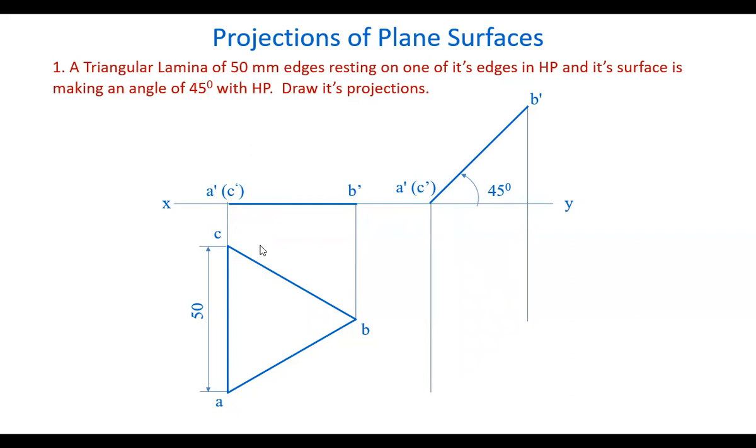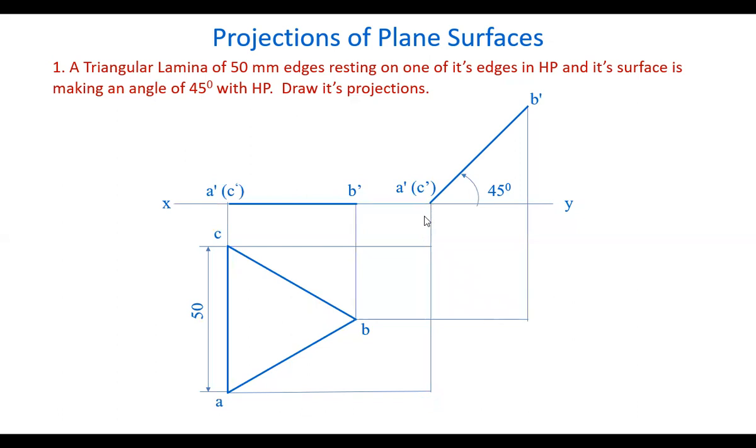Already we have discussed. Now that means let us draw horizontal lines from these points. What happens? The point A is at the same distance in front of VP. Point B at this distance. C at this distance. Okay. Now A and A dash will lie on the same projector.